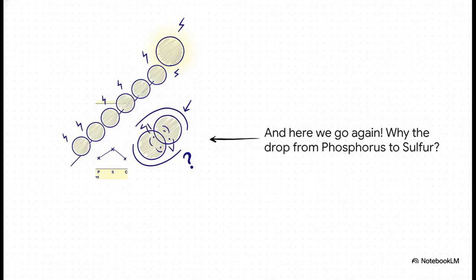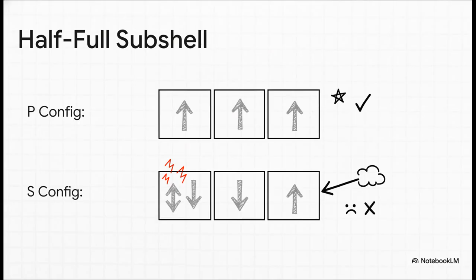And here we go again. If you look a little further down the line, the same thing happens. It climbs up to phosphorus, and then bam, another dip for sulfur. Why the drop from phosphorus to sulfur? It's the same kind of pattern, so there must be a similar reason behind it. You guessed it, it's another case of special stability. This time it's about a half-full subshell.